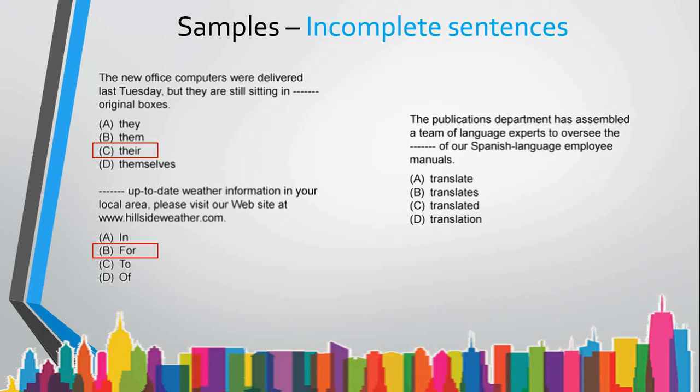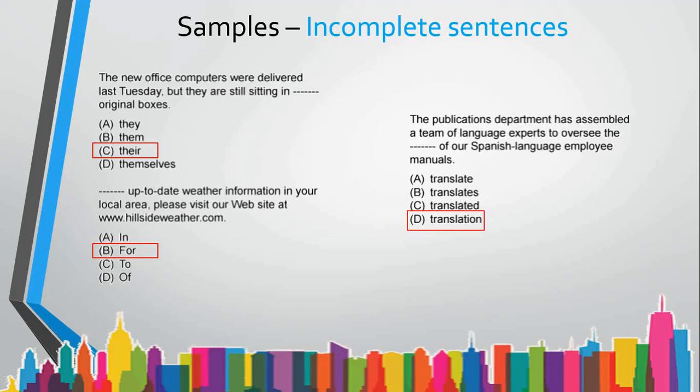Third question. It says, the publications department has assembled a team of language experts to oversee the blank of our Spanish language employee manuals. The options are translate, translates, translated, translation. What is the right answer? Pause the video if you need to analyze. The right answer is translation.